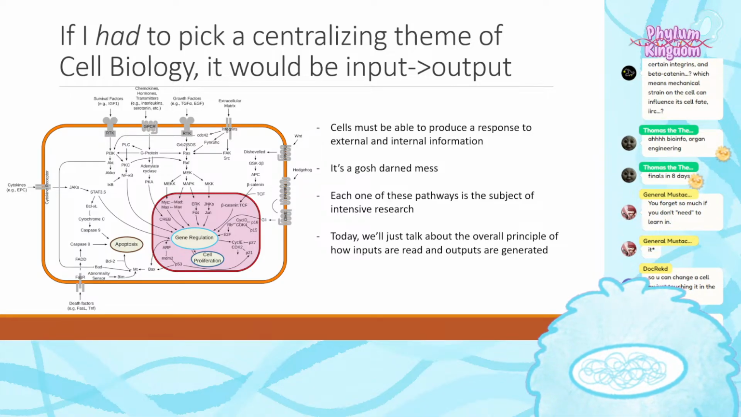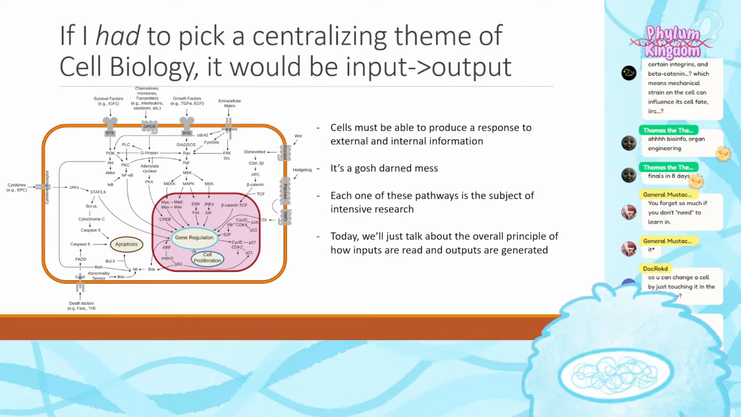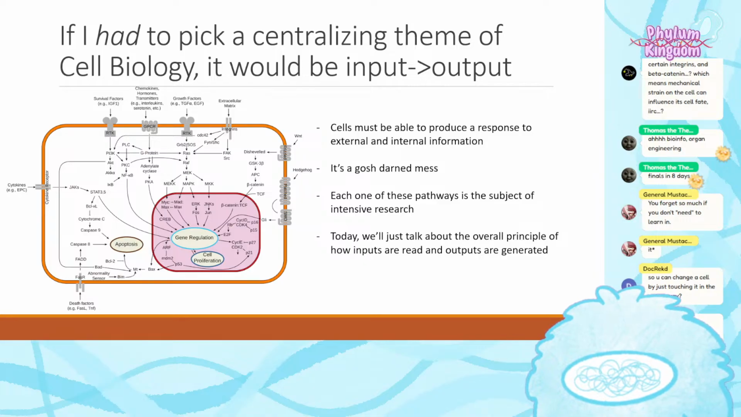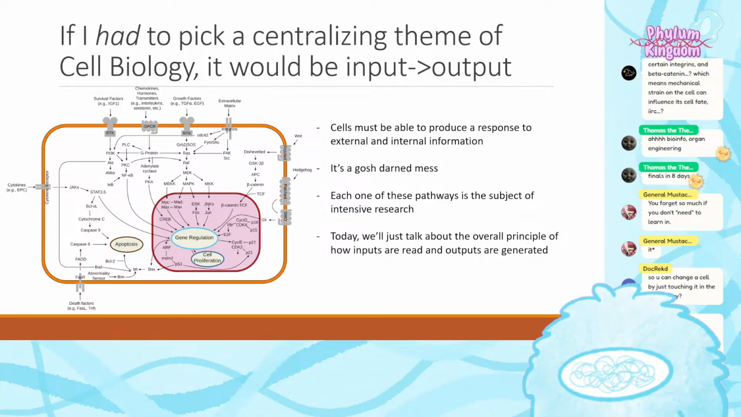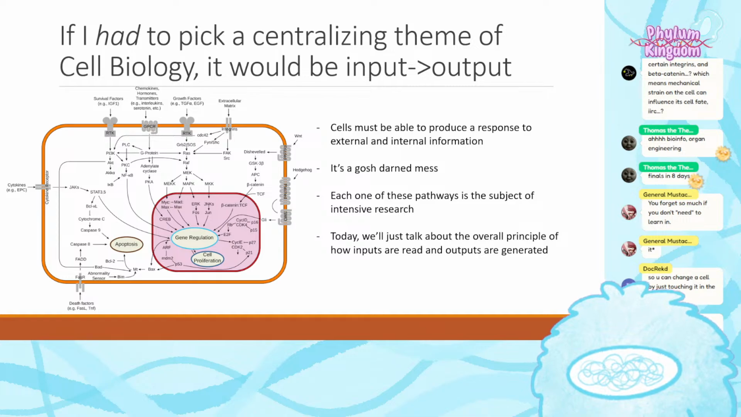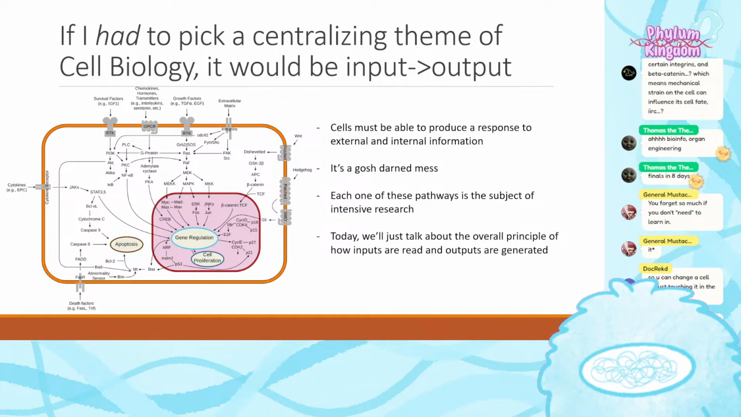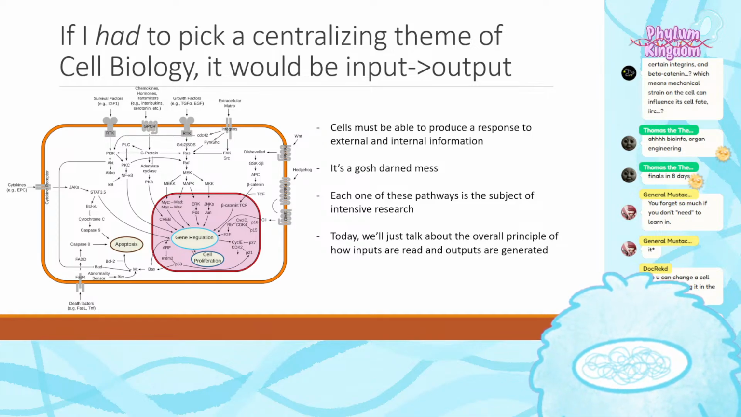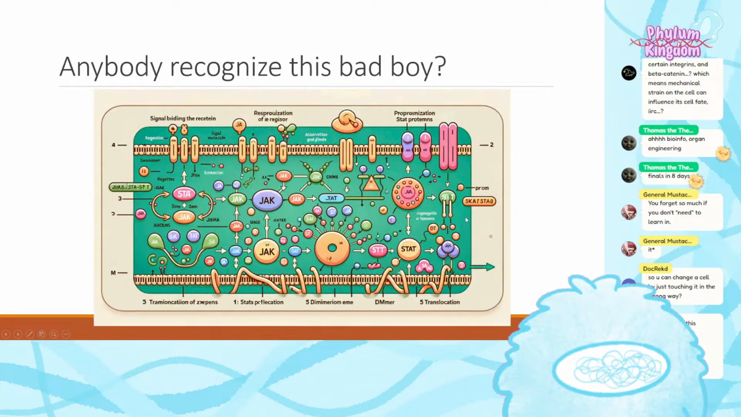So you can change a cell just by touching it in the wrong way. It's kind of an oversimplification of how it works. There are certain receptors that if you tug on them can cause a change in conformation that will activate a certain program, I'll put it that way. Here we go.